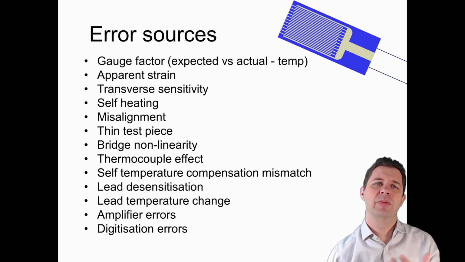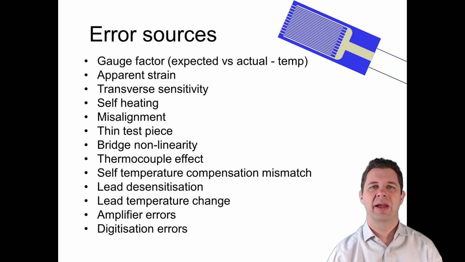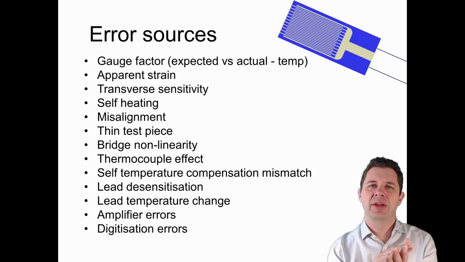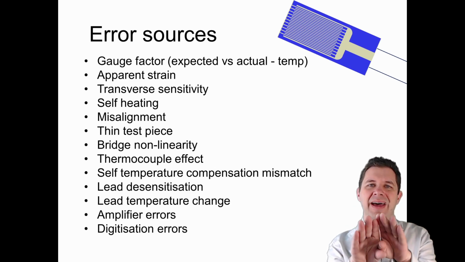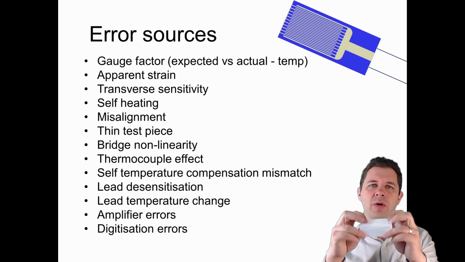And this can vary a little bit with temperature. And so we've got different ways of doing temperature compensation there, for example, using a Wheatstone bridge and using a reference strain gauge. We've got apparent strain occurring. We've got sensitivity towards transverse strain, so not the direction that we're moving in, but the other direction, when we were looking at this example here before.